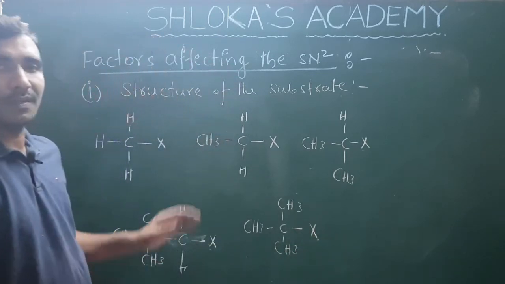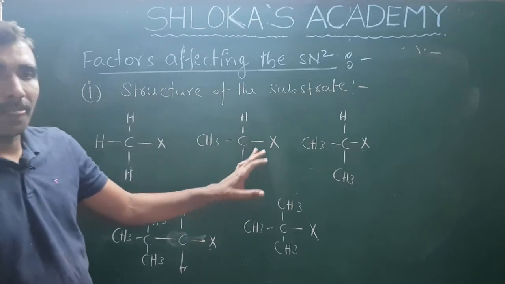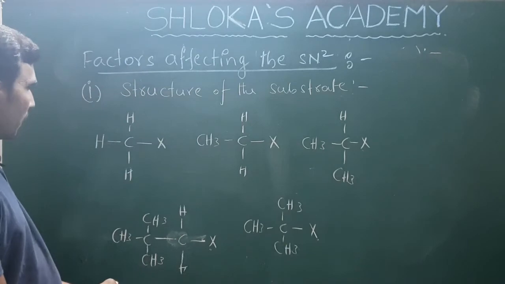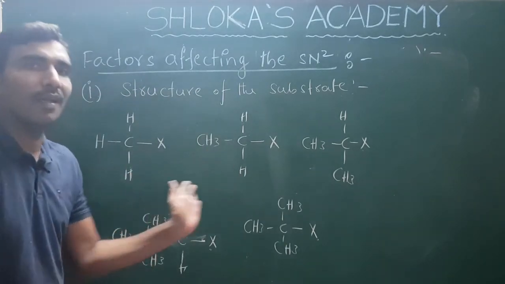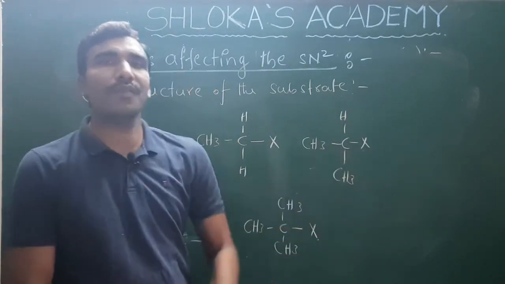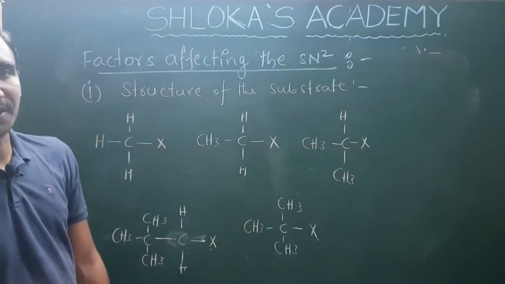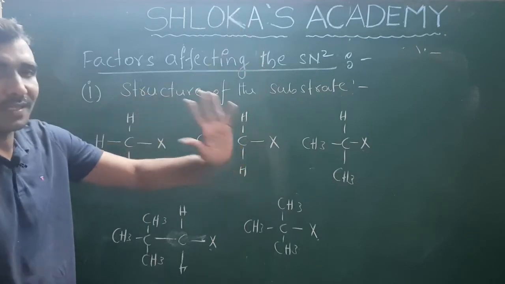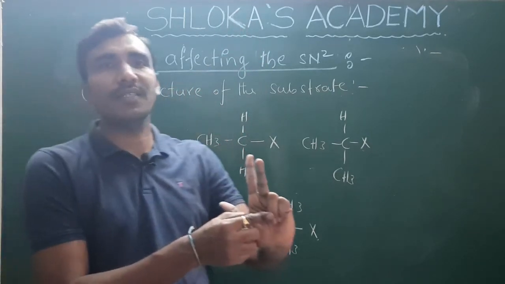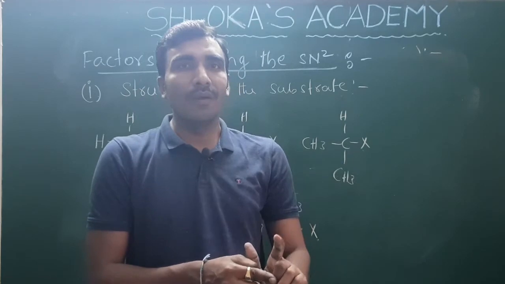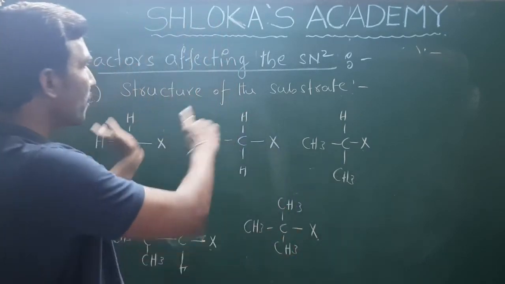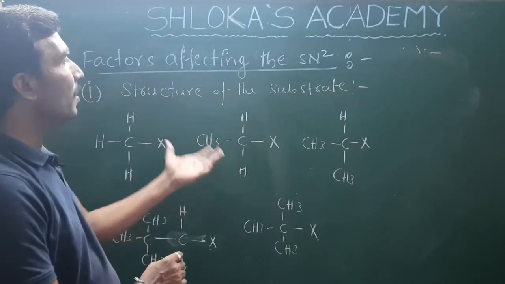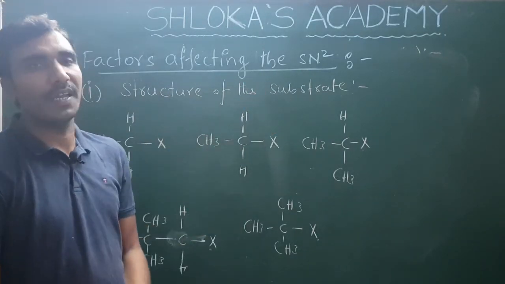So these are the different substrates which are ready to undergo the SN2 mechanism. Now my question is: arrange all these substrates in decreasing or increasing order of their reactivity towards the SN2 reaction. It is all about the structure of the substrate. In all these cases, the leaving group is the same, the nucleophile is the same, the solvent is the same. Only the structure of the substrate is changing. How could the structure of the substrate affect the rate of the reaction?